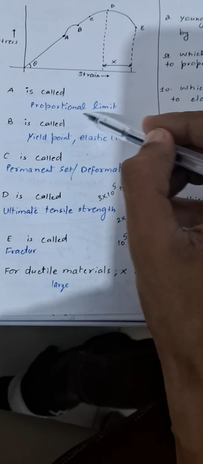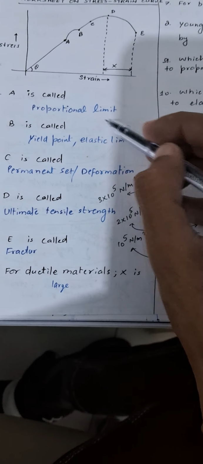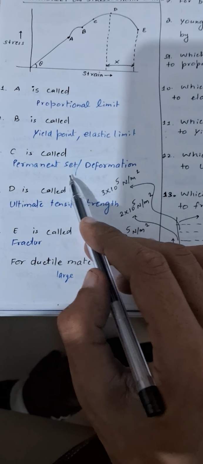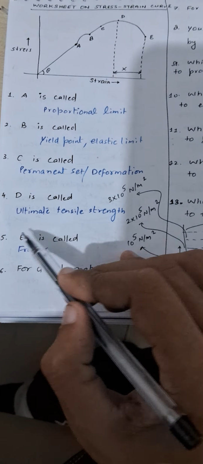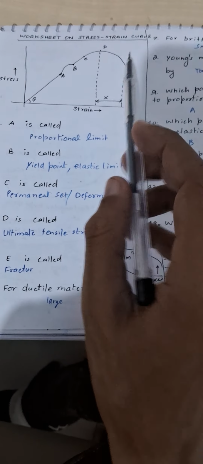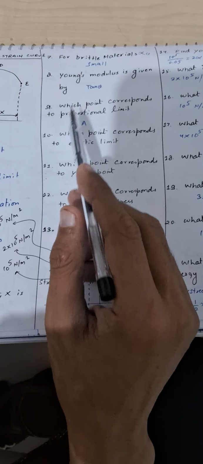A is called the proportional limit. In this limit Hooke's law is valid, that is, the stress is proportional to strain. Then B is called the yield point or the elastic limit. C is called the permanent set of deformation. D is called the ultimate tensile strength. E is called the fracture point, and X, which is the difference between D and E, is large for ductile materials and small for brittle materials.